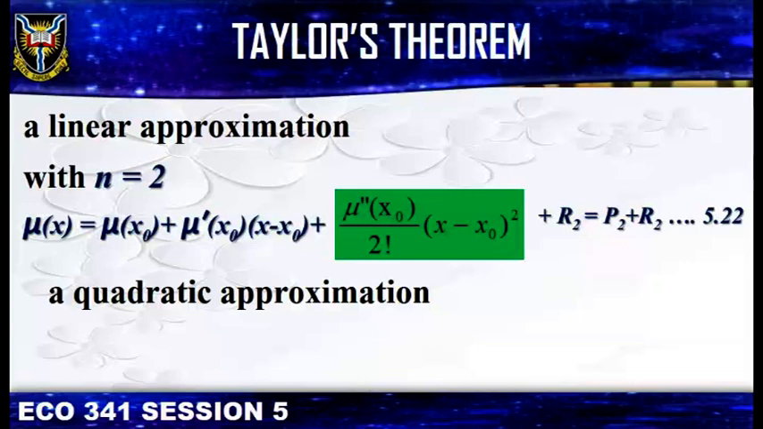Setting x₀ equal to 1 and utilizing the obtained derivatives, we get the following Taylor series with remainder. u(x) is equal to 1/2 minus 1/4 (x − 1) plus 2/8 (x − 1)² plus 3/16 (x − 1)³ plus 4/32 (x − 1)⁴ plus R4.